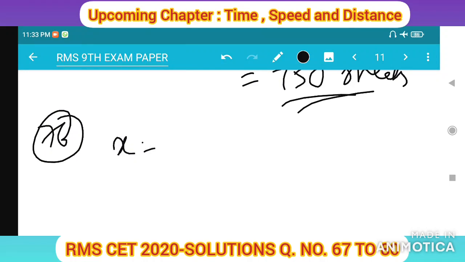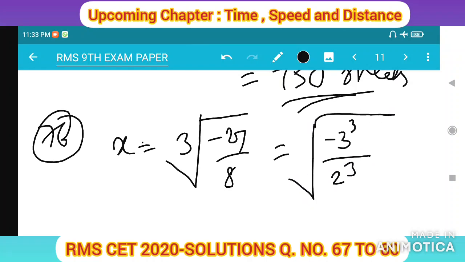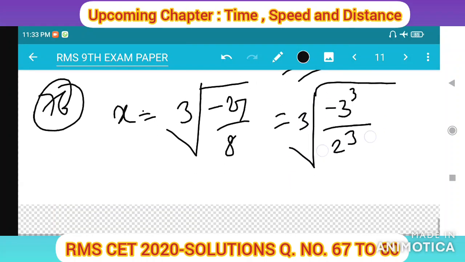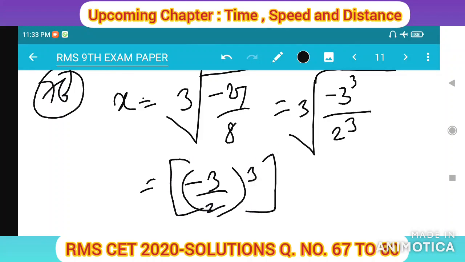X is equal to how much? Cube root of minus 27 by 8. This is the given value. Okay, 27 means 3 cube, and 8 means 2 cube. It is in the form of cube. Cube root, so what happened? Minus 3 by 2 whole cube, and by removing the cube root, the whole power is 1 by 3.